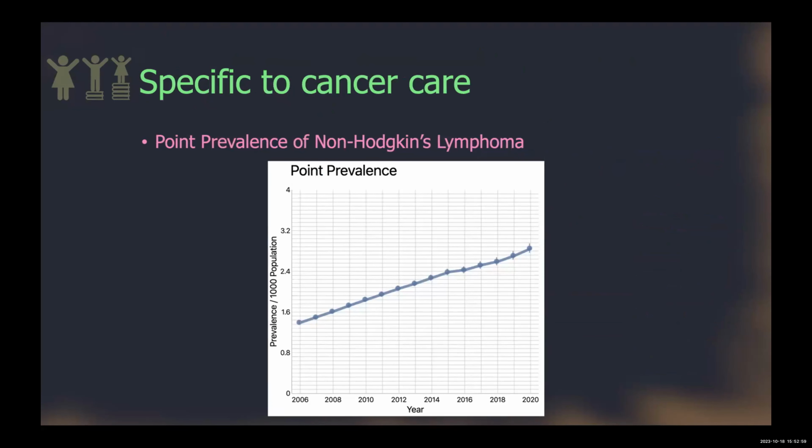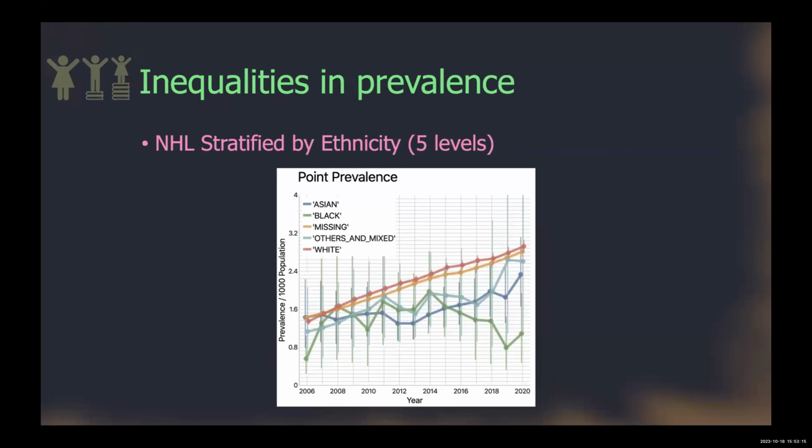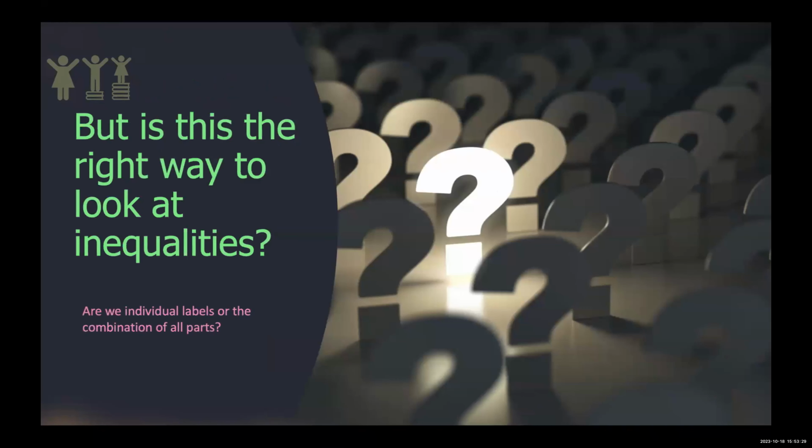So now when we look specifically into cancer care, my PhD is on blood cancers commonly treated with transplants, so I looked at non-Hodgkin's lymphoma. And here is just a very simple point prevalence from 2006 to 2020. And here is the same information but stratified by ethnicity. Here we've grouped, aggregated others and mixed categories. But the key thing I want to take away from this is: is this the right way to look at inequalities?